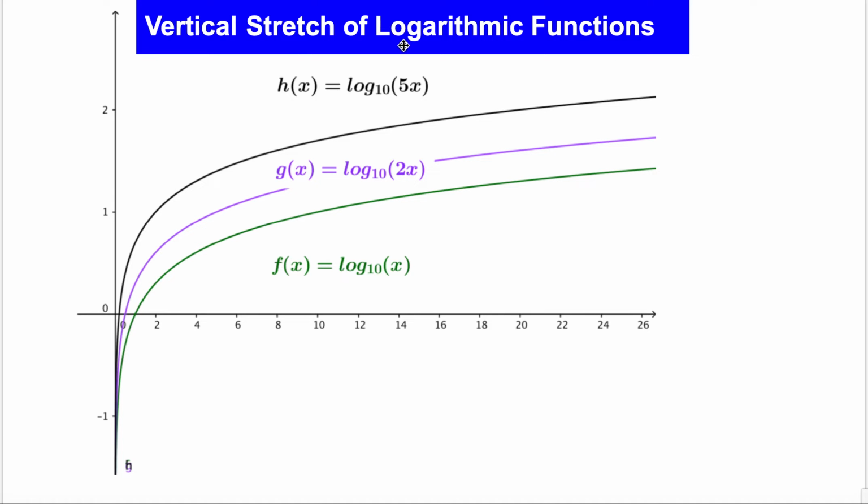So now we have a vertical stretch of logarithmic functions. A vertical stretch happens, for example, when the coefficient is greater than 1. We have a parent function f of x equal to log base 10 of x, and if the coefficient in front is greater than 1, we have a vertical stretch. Vertically up it goes. And the greater the coefficient, the greater the stretch of the parent function in order to reach the new function. And this is a vertical stretch of the logarithmic functions.